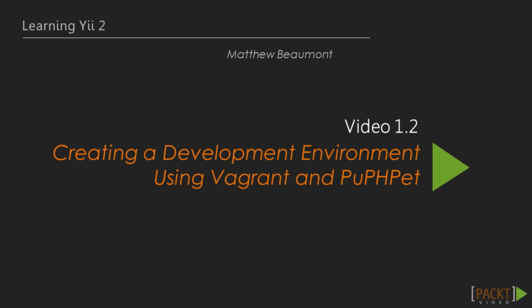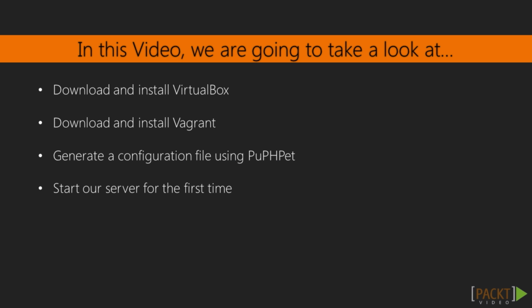This is the first video of Section 1. It's called Creating a Development Environment. It explains the process of creating a virtual development server on our local PC using VirtualBox, Vagrant, and Puppet. In this video, we will download the software required to create our server, learn how to properly configure it, and finally boot up our server for the first time.